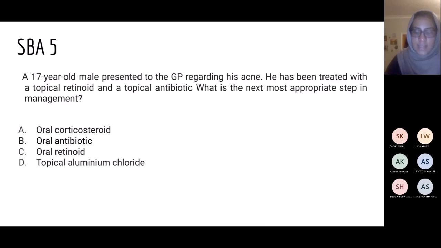I think this is our last SBA. A 70-year-old male presents to the GP regarding his acne. He has been treated with a topical retinoid and a topical antibiotic. What is the next most appropriate step in management? So I'll give you guys around 30 seconds to answer this one.